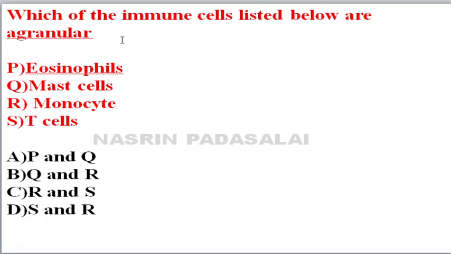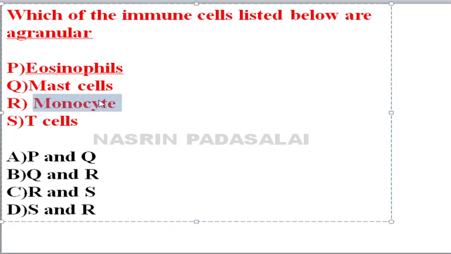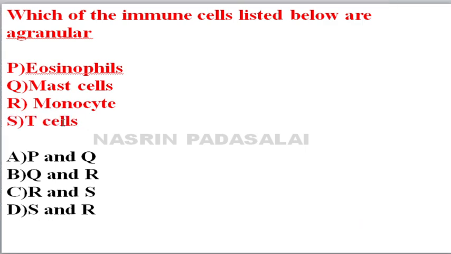Agranular leukocytes are those that lack granules in the cytoplasm. There are two types of leukocytes classified as agranular: one is the lymphocyte and the other is the monocyte. Lymphocytes are T lymphocytes and B lymphocytes. So the correct options are R and S.